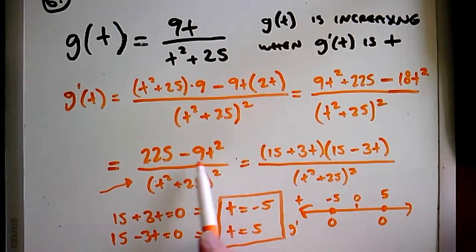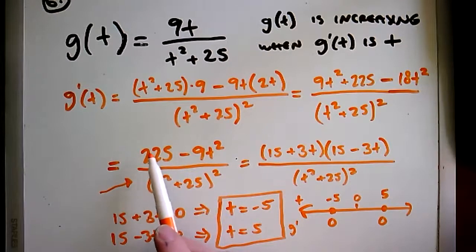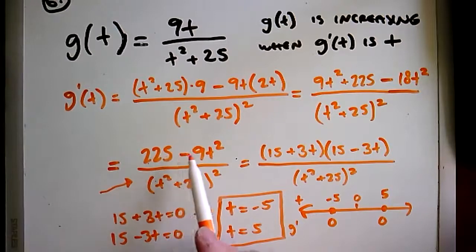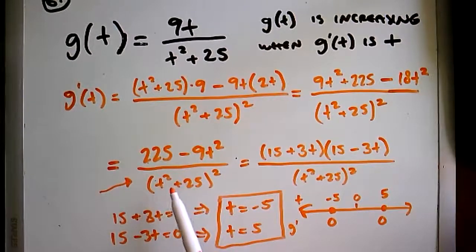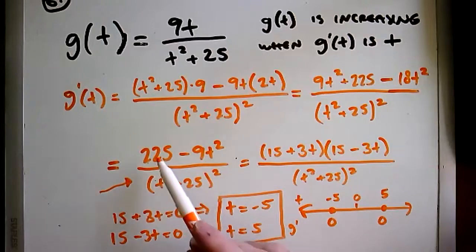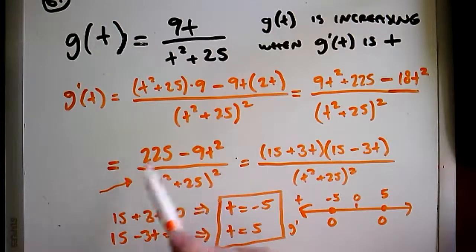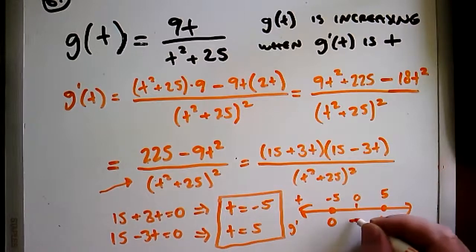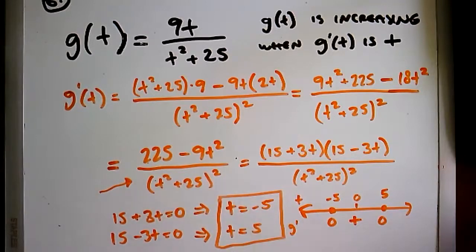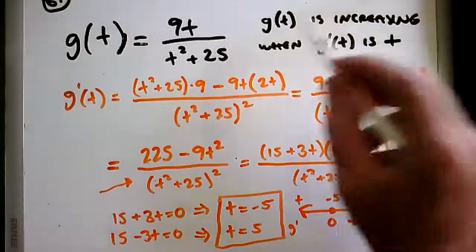So if I let t equal 0 in this expression, the numerator would be 225 minus 0, so 225 up top. Down here, we let t equal 0, and we get 25 squared. Whatever that is, it's a positive number divided by a positive number. So we know now that the derivative, g prime, is positive when t equals 0. It doesn't matter that it's 225 over 625. What matters is that it's positive.